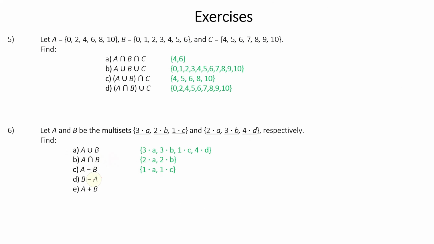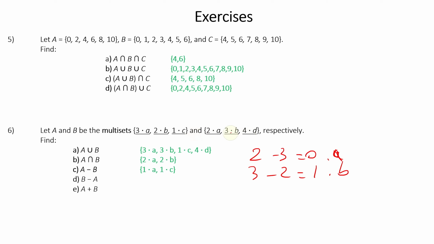Now let's do the B minus A. This one is interesting. That means I'm going to take 2 A's and remove from them 3 A's, which basically, 2 minus 3 gives me 0. That means I'm going to have 0 A's. So the A's are gone. From the B, I'm going to remove 2 B's. I have 3 here, so 3 minus 2 gives me 1 B that is going to be left.